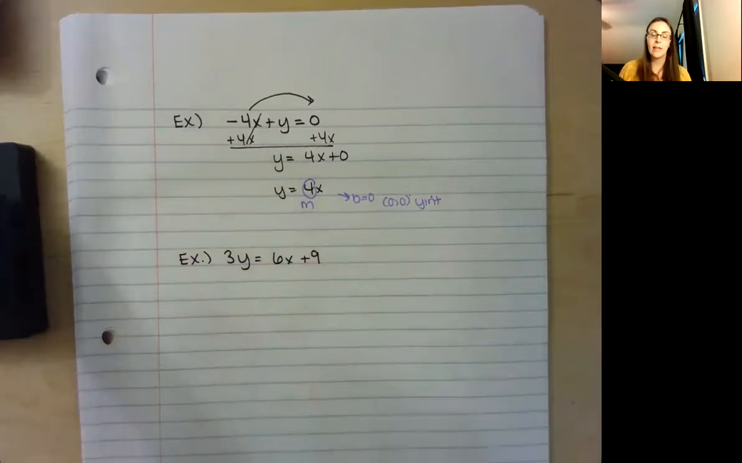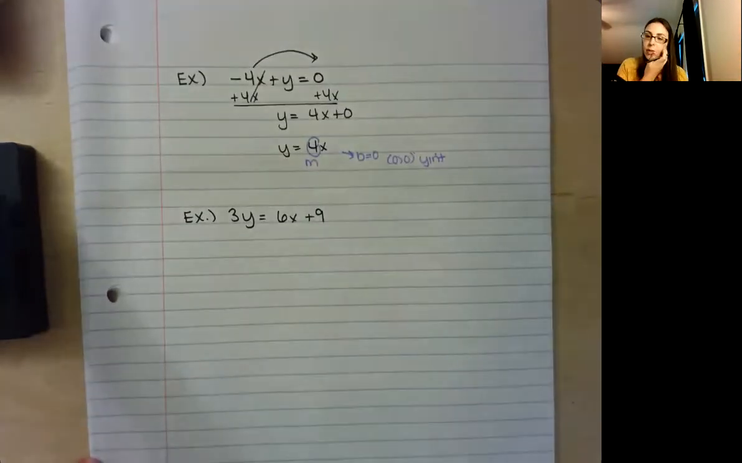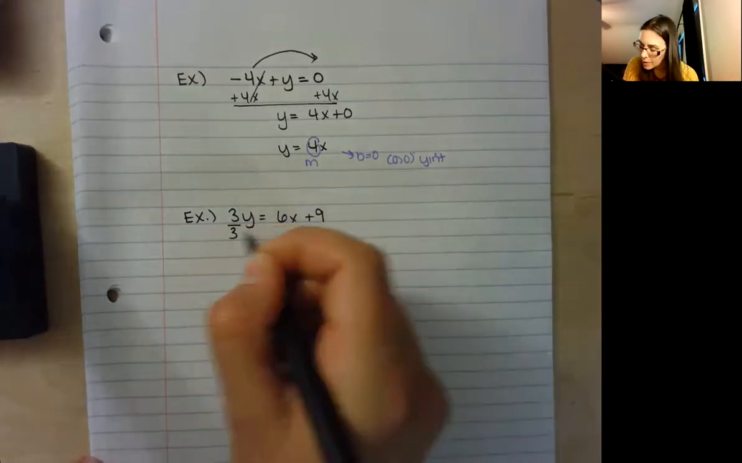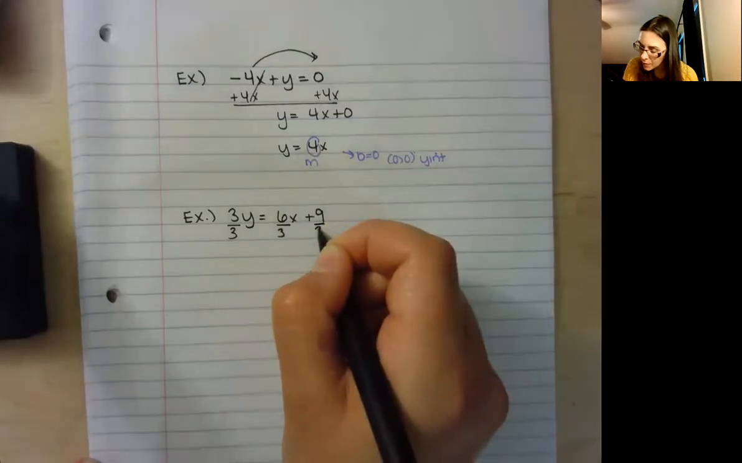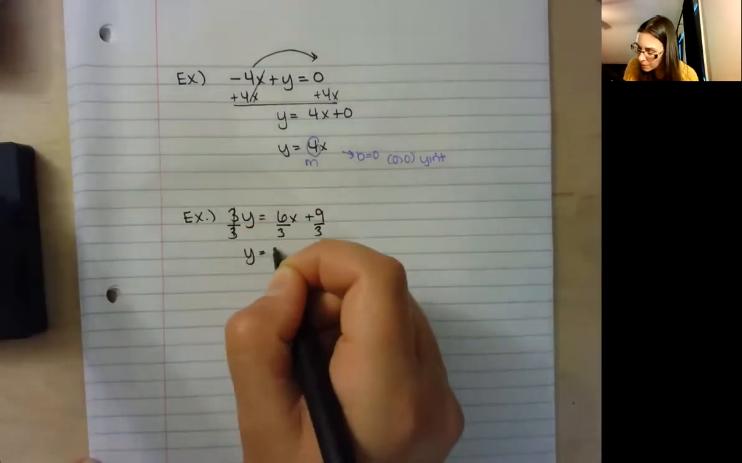So maybe I have something like 3y equals 6x plus 9. And you're saying, well, it's almost there, right? The x is already over, but the y still has a 3. So here I may only have to do one step instead of both steps to move everything around.